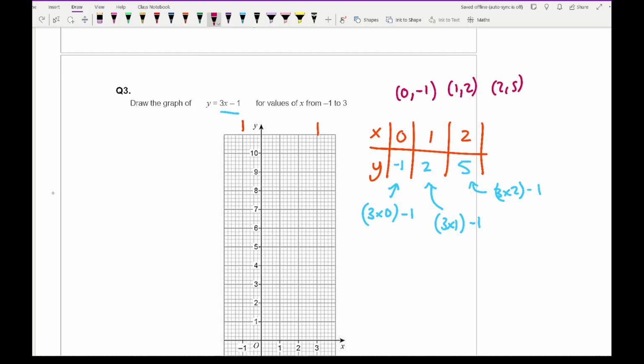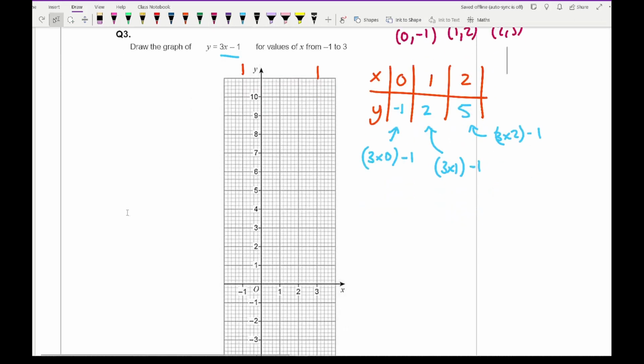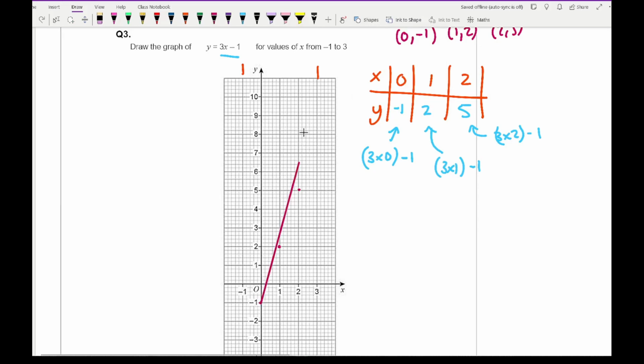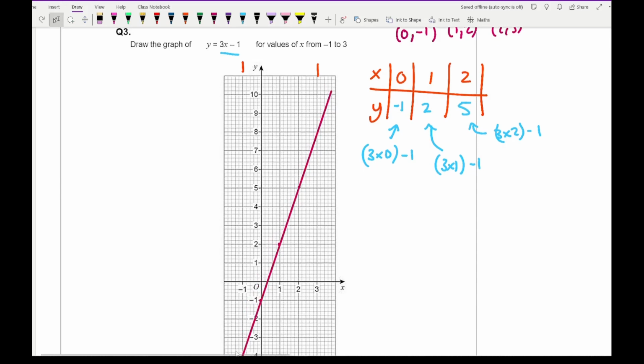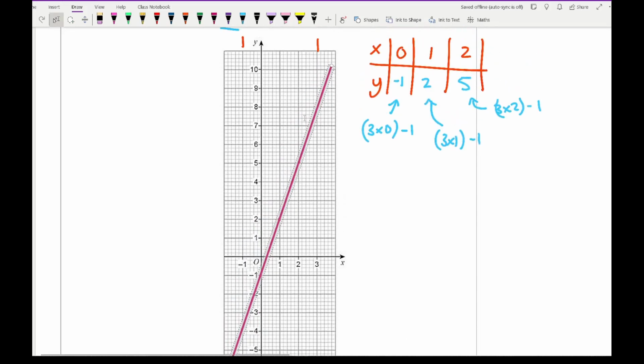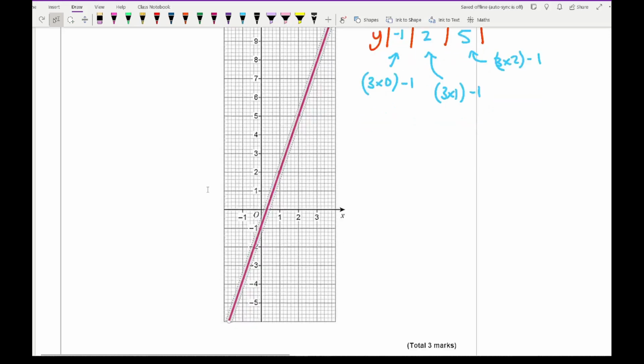Plotting those, I get 0, -1, which, if I move this down a little bit, is here. Then at 1, it's 2. And then at 2, it is at 5. Then what I need to do, with a ruler, is join those points up. Again, make sure that your line goes through each of those points and that it does go through -1 and 3 as x values. I personally would say just go up to the boundary of the axes you've been given, so just go to the edge of the rectangle. As long as it covers -1 to 3, then it's all good.